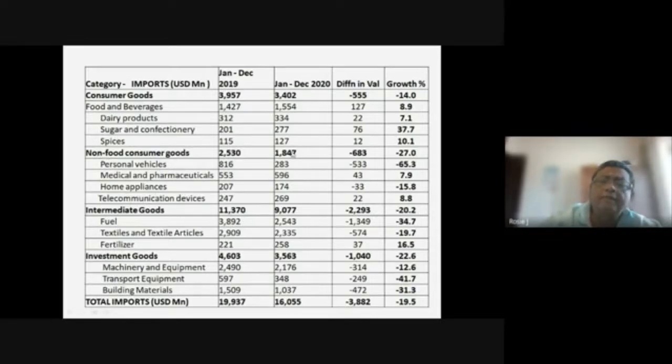We have what, 1.8 billion, 3 billion. And here intermediate goods means fuel, like the oil we imported, then textile articles to make garments that we have bought, and fertilizer for growing plantations. These are known as intermediate goods.